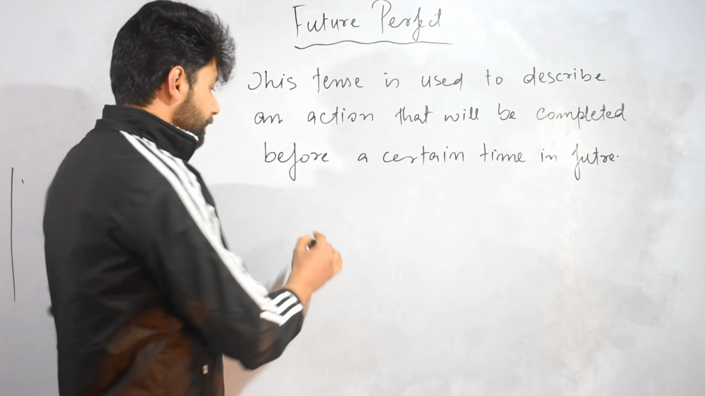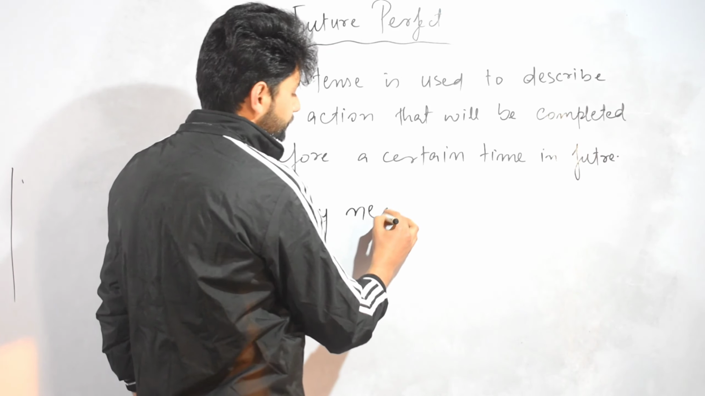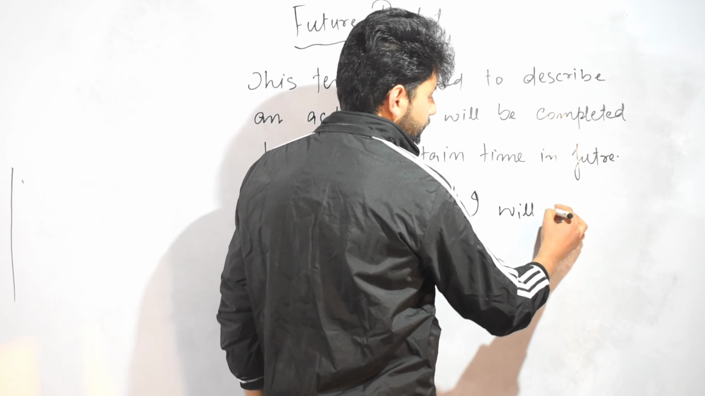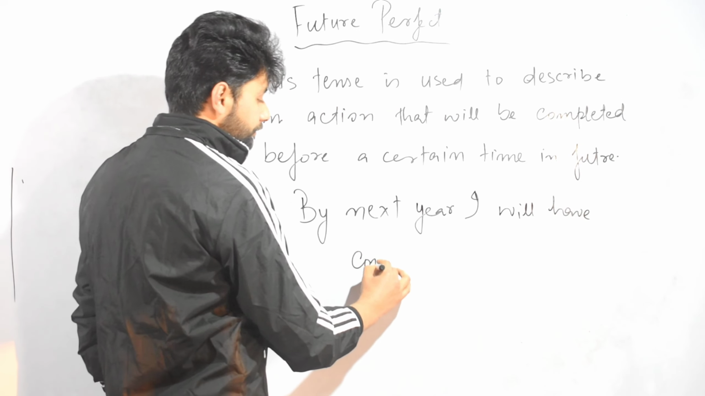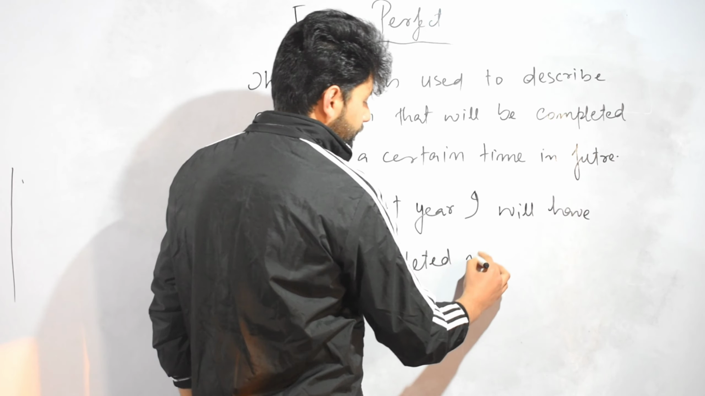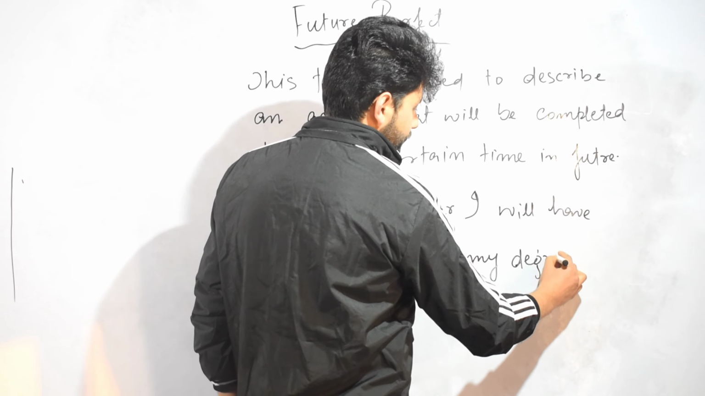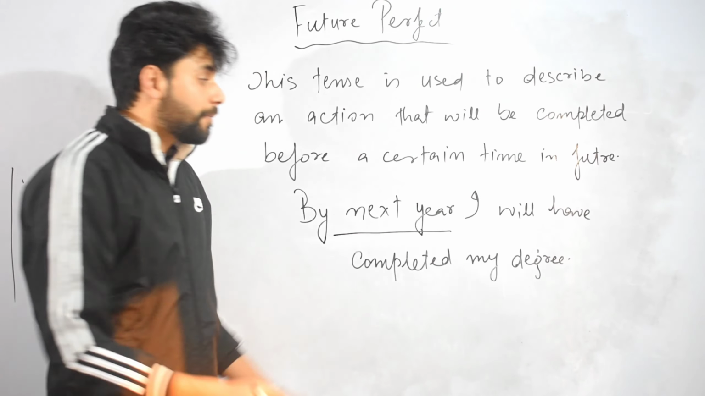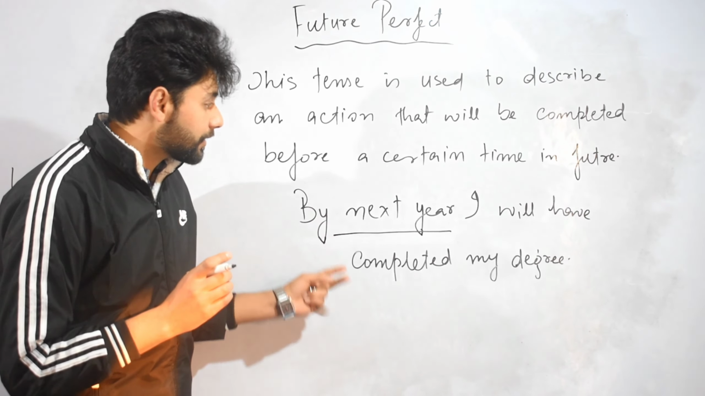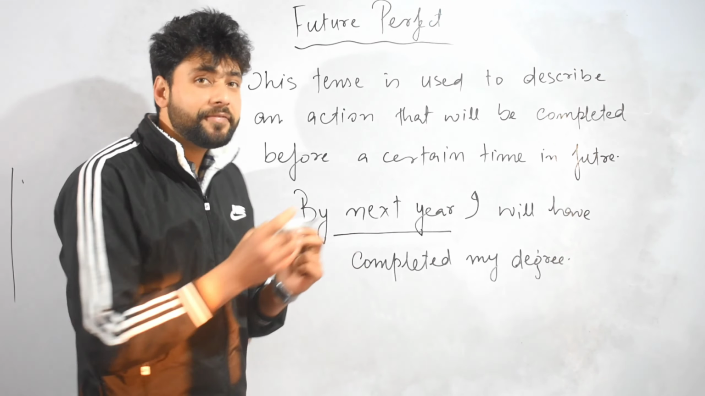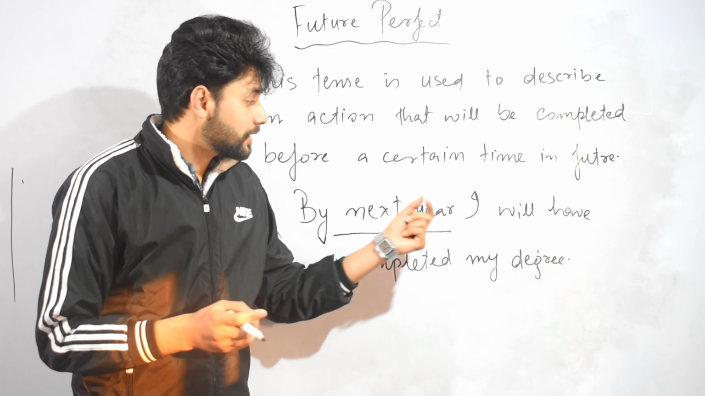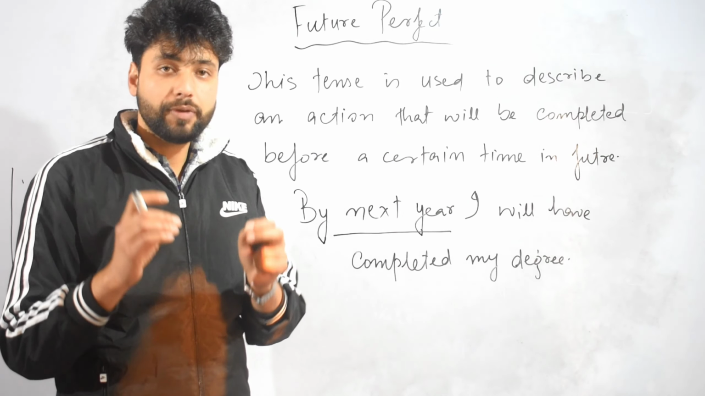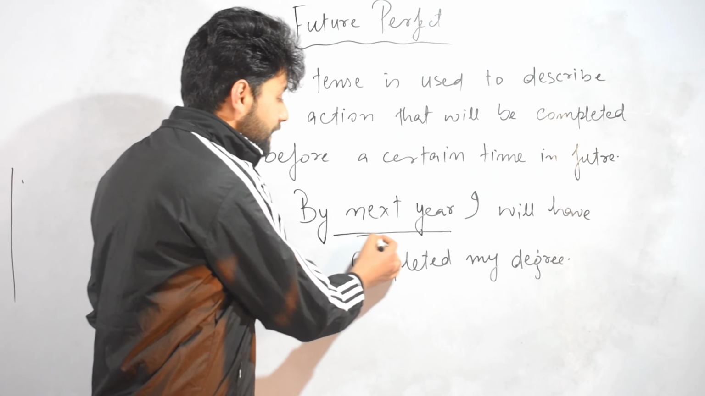For example, by next year, I will have completed my degree. So what does it mean? It means that before next year, my degree is expected to get completed. By next year specifies the time frame in future when something will be accomplished. I will have specifies the action which will be completed by this time.